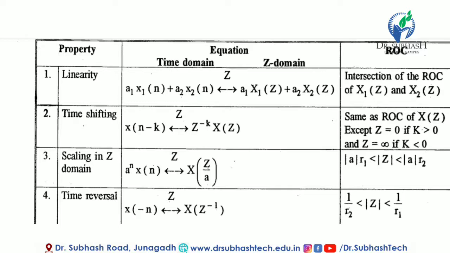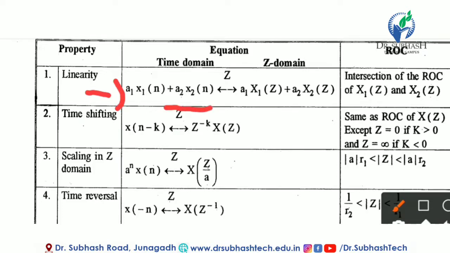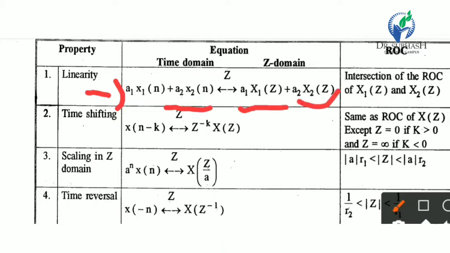The first property is linearity. So a1 x1 of n plus a2 x2 of n, then the Z transform is a1 X1(z) plus a2 X2(z), and the ROC, the region of convergence, is the intersection of the ROC of X1(z) and X2(z).